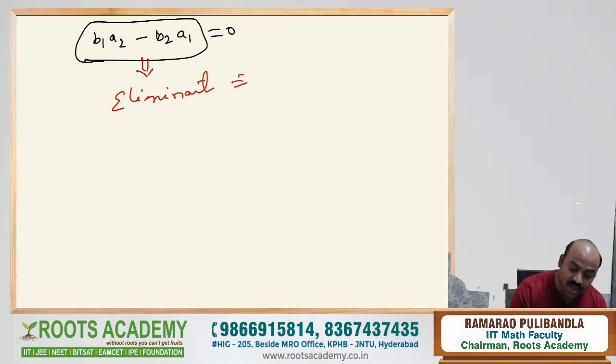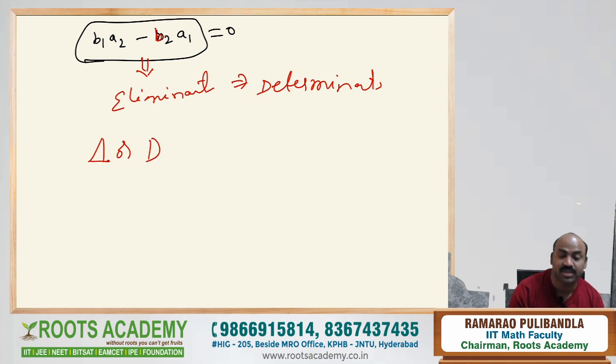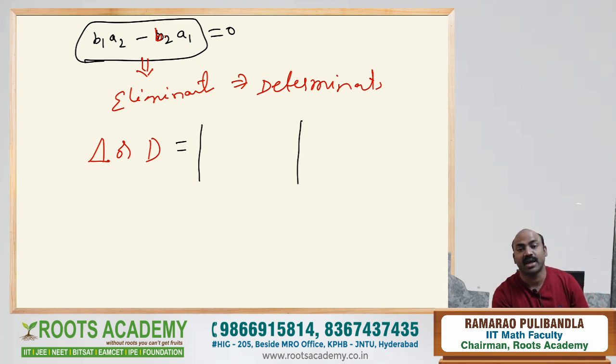This is also called a determinant. So this is actually the expanded form of the determinant. The original form of a determinant is denoted with delta or D. Determinants are denoted with delta or D, and it is given by this symbol, two lines. All of you observe very carefully. Between those two lines, we have to write the a1, a2, a3, whatever the variables or constants you will have in the linear equations.